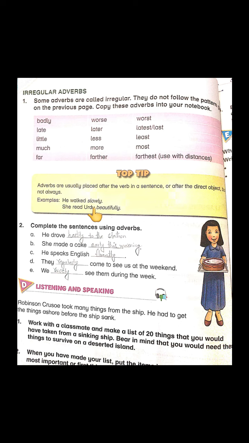Like he walked slowly. Here slowly is our adverb because it is telling us about the verb walked. But in the next sentence, she read Urdu beautifully. In the first sentence they used the adverb right after the verb, but in the second one they used it after the object. So in this exercise they want us to complete the following using adverbs.